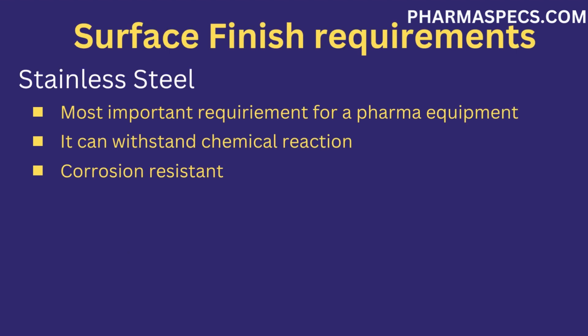Stainless steel. Stainless steel is the most important requirement for pharma equipment because every pharma equipment of every product, department, and dosage form consists of parts that come in direct contact with the product. Stainless steel can withstand chemical reaction. This property is very critical because pharma products are all about different chemicals. If the pharma equipment material is not chemical resistant, it will react with the surface and will change the product characteristics.